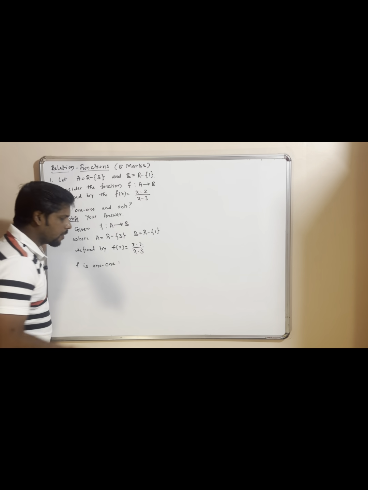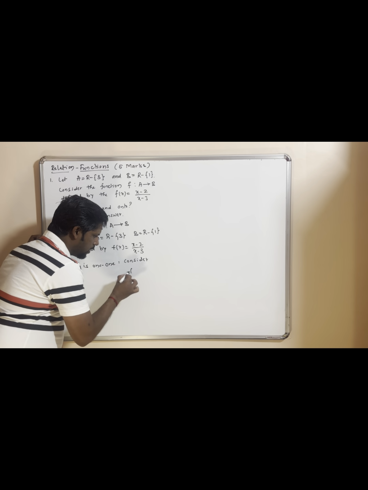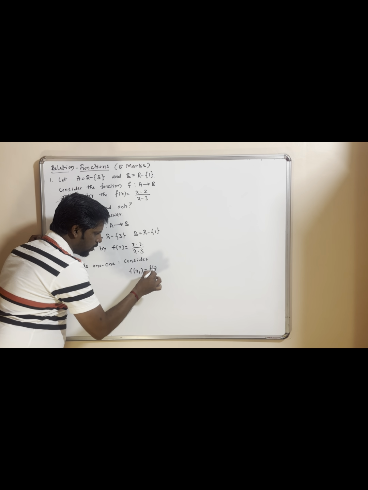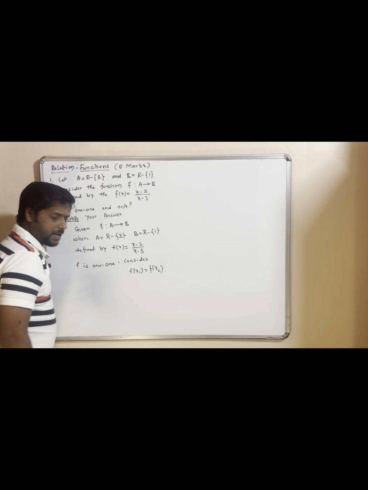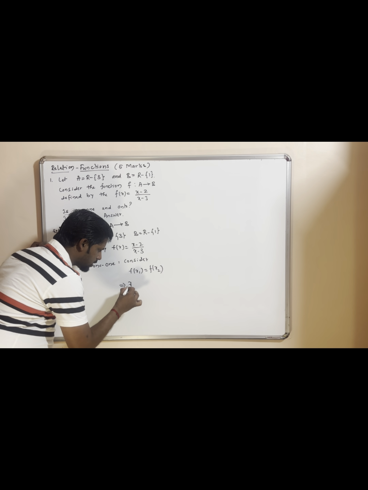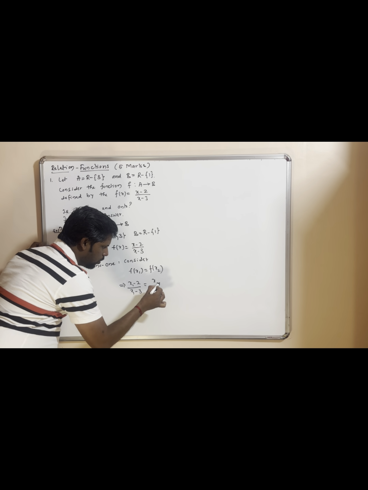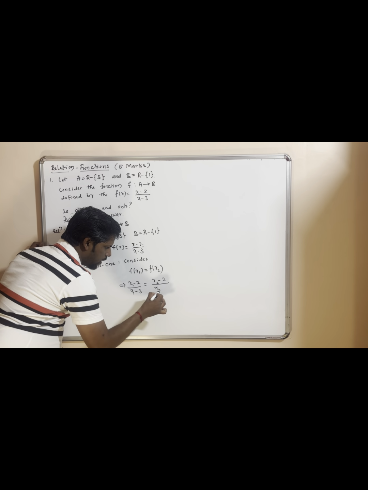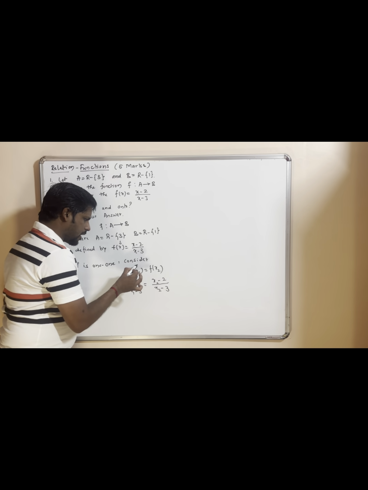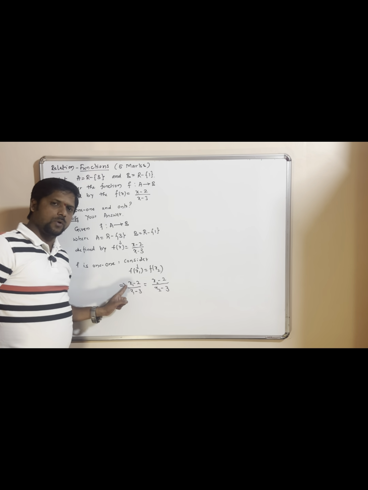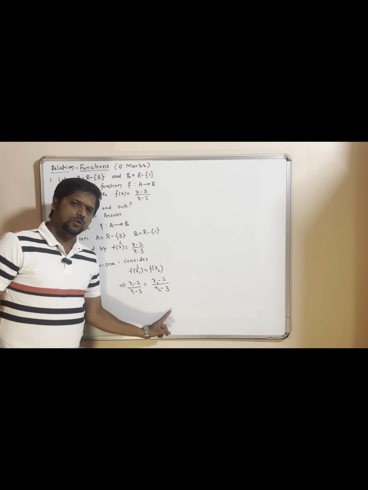To prove f is 1-1, what should we do? Consider the image, that is f of x1 is equal to f of x2. What is f of x here? (x minus 2) divided by (x minus 3). Then f of x1 can be written as (x1 minus 2) divided by (x1 minus 3) is equal to (x2 minus 2) divided by (x2 minus 3). Because in place of x here we have x1, substitute x1 in place of x. Similarly for x2.